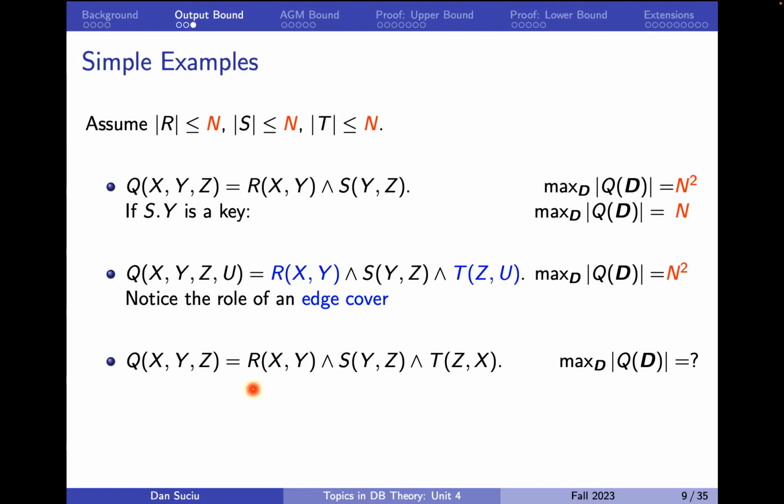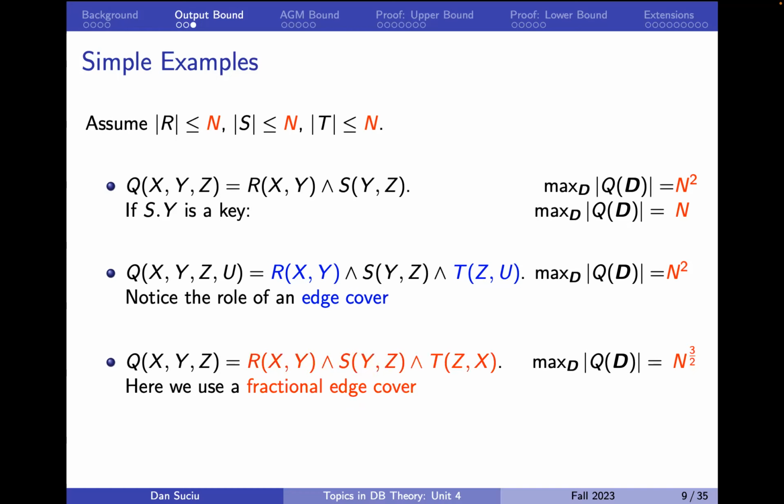What about a triangle? So here we're looking for triangles X, Y, Z coming from the 3 relations R, S, and T. What would the cover give us here? So it gives us n squared, right? Because we can cover all 3 variables with any 2 of these relations. But it turns out that we can use a fractional edge cover. And the fractional edge cover covers each atom with 1/2. And then the maximum size is n to the power 3/2. This is the AGM bound. This is why it's so fascinating. This is what we are going to discuss.